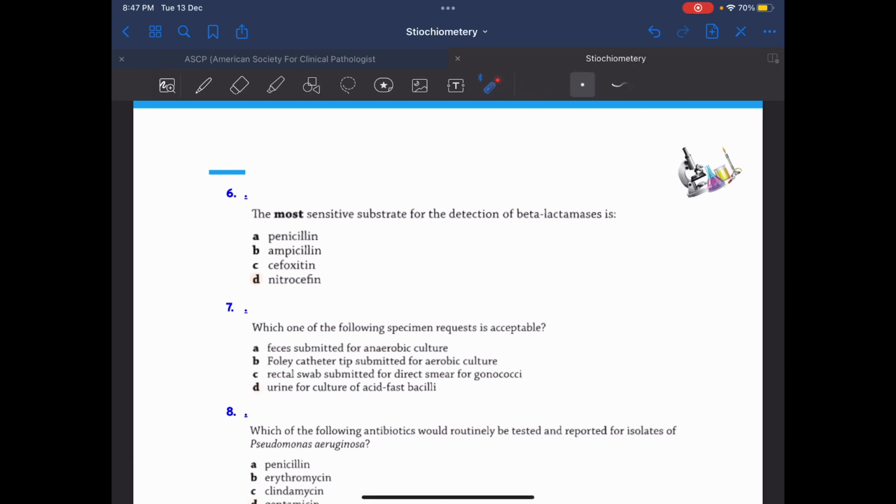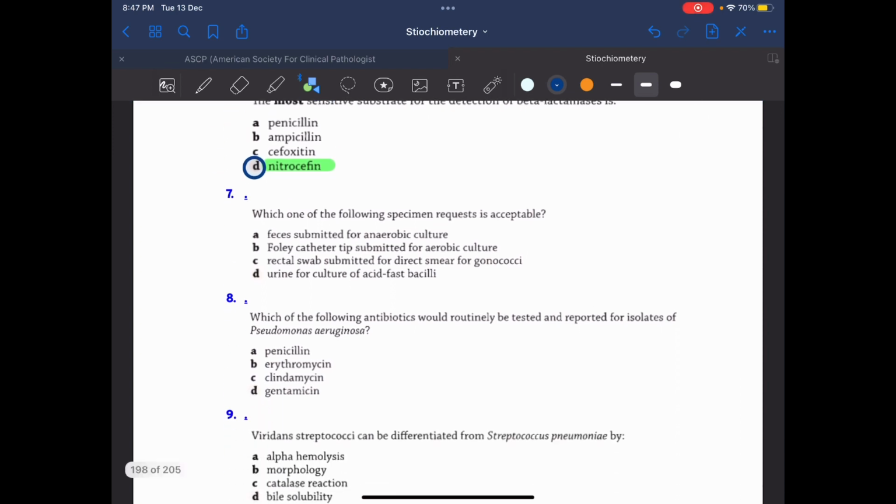Question number 6. The most sensitive substrate for the detection of beta-lactamase is penicillin, ampicillin, cefotaxime, or nitrocefin. The correct answer is nitrocefin. Question number 7. Which of the following specimens requested is acceptable? Feces submitted for anaerobic culture, Foley catheter tip submitted for aerobic culture, rectal swab submitted for direct smear for gonococci, or urine culture for acid-fast bacilli. The correct answer is D, urine culture for acid-fast bacilli.